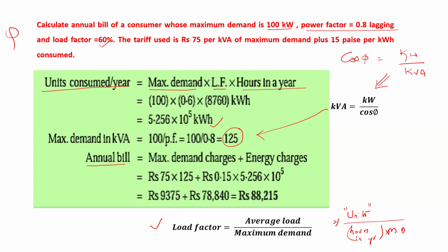Annual bill is maximum demand charges plus energy charges. Energy charges depend on the number of units consumed: 5.256 into 10 to the power of 5 units, charged at 15 paise, so 0.15 into this. Maximum demand charges are 75 into the kVA value, 125. We get total charges of approximately 88,250 rupees. That's the only thing.